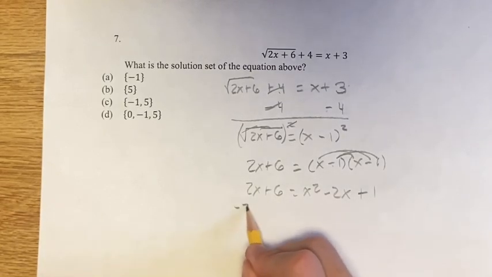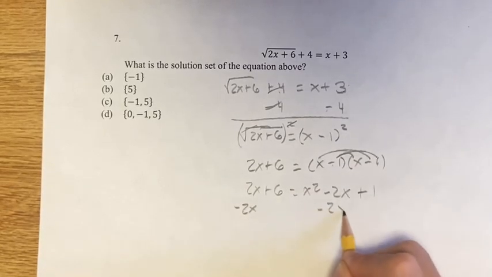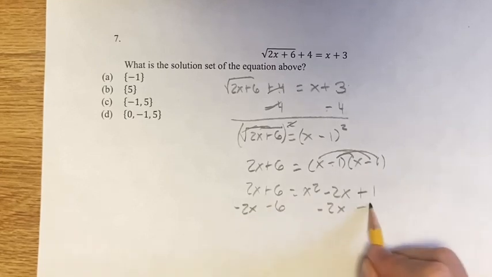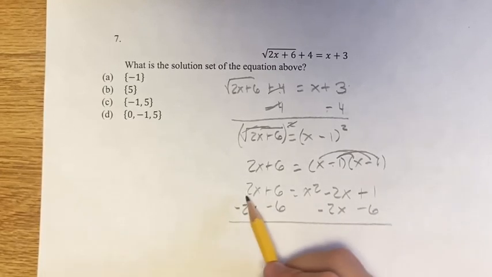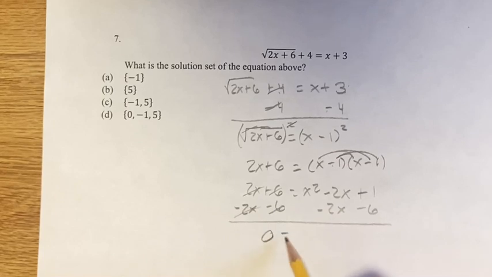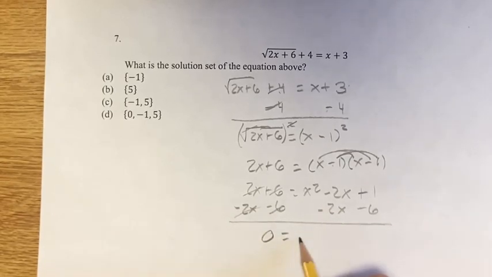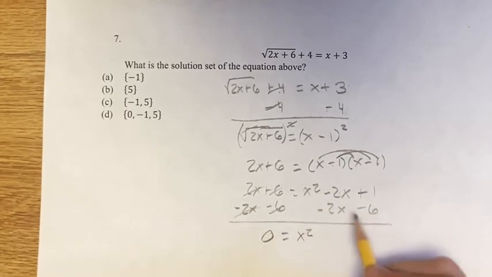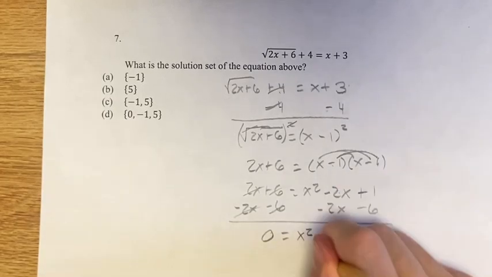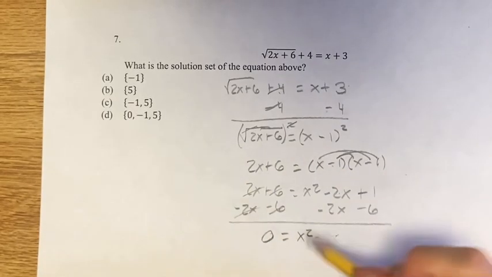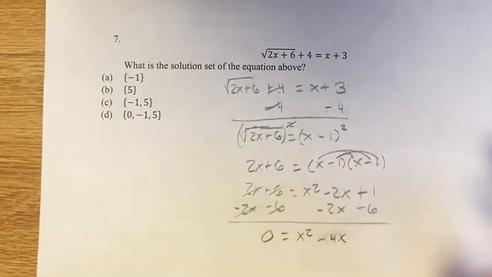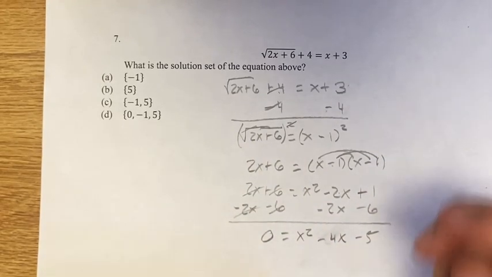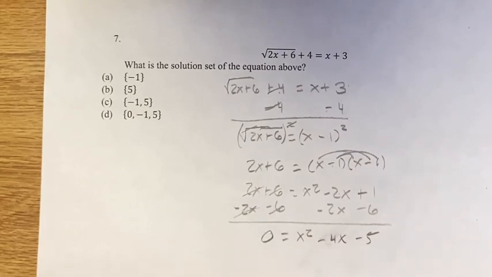Continuing on, subtract 2x from both sides, subtract 6 from both sides. On this side, we will have just 0 because everything cancels out. And on the other side, we have x squared, minus 2x minus 2x is minus 4x, and then plus 1 minus 6 is minus 5. So now we have to factor this out.